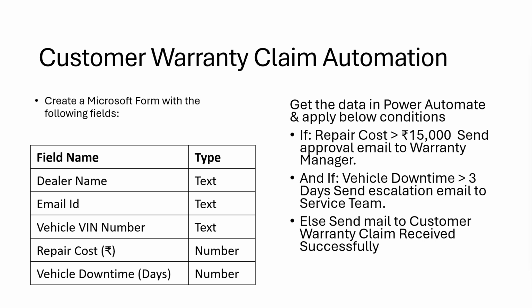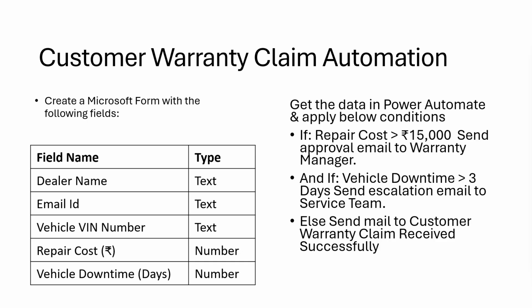Customer warranty claim automation, that's the form name. What are all the fields? Dealer name is a field. Email ID is a field. A dealer name or customer name, whatever it is. And email address, vehicle number, repair cost.